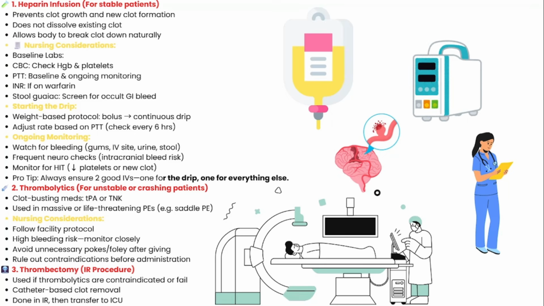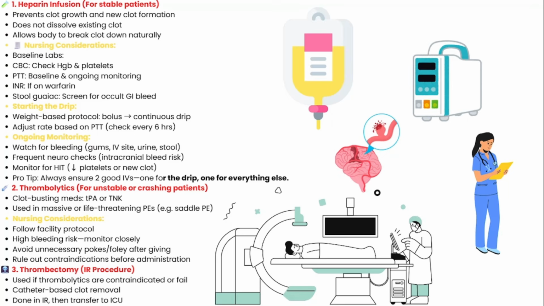Now, for thrombolytics, these are going to be used when the patient is super unstable and crashing, and in cases of a massive pulmonary embolism. These are, again, clot busting drugs that are rapidly breaking down the pulmonary embolism. Again, we use TPA or TNK. You have to just know whatever your facility uses. If it's TPA, it's a small bolus followed by a drip most of the time. And if it's TNK, it's a one-time push. Again, know what your facility does and look through your protocol.